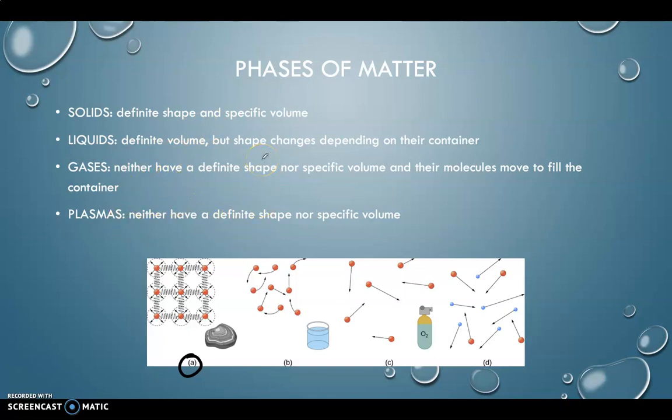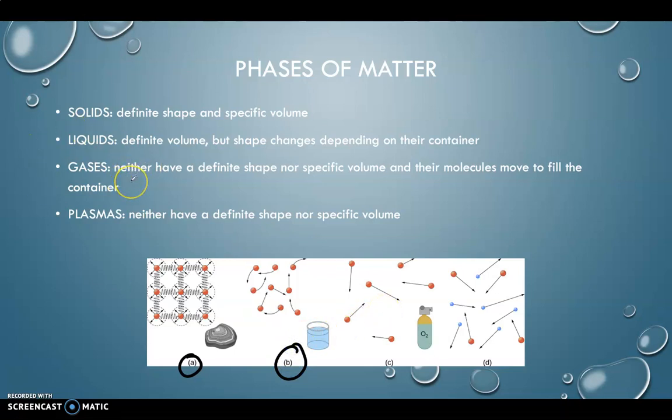Liquids do have a definite volume, but their shape changes depending on their container. Think of a liquid like water. Water has a definite volume, but it changes shape depending on the container you put it in. If you put it in a glass or maybe a vase, it's going to change shape according to that container. So this is your liquids here in B.